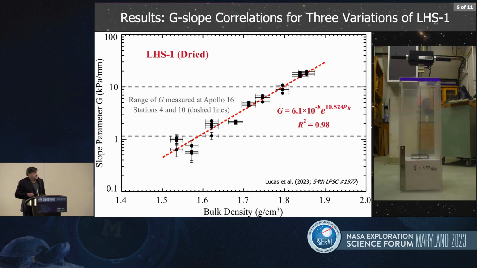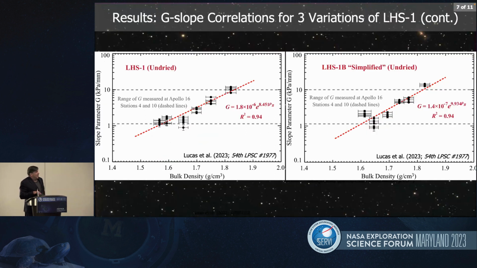So it's 5 insertions each at 9 different density packings. And you can see that we've got a strong exponential correlation here. Note the log y-axis here. And so I've got more correlations here for LHS1.